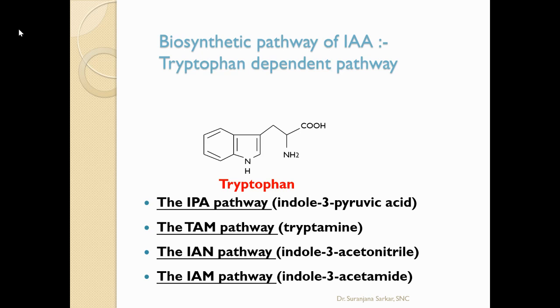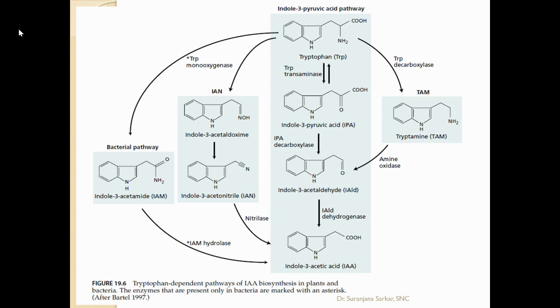There are four different tryptophan dependent biosynthetic pathways of auxin. That is the IPA pathway, indole 3 pyruvic acid pathway, the TAM pathway, that is the tryptamine pathway, the IAN pathway, that is the indole 3 acetonitrile pathway, and the IAM pathway, which is the indole 3 acetamide pathway. So please come to the detail. First of all, I am explaining the IPA pathway. So this is tryptophan, the precursor of auxin.